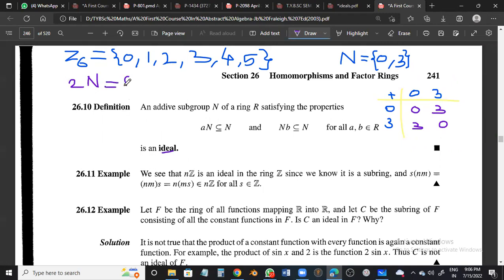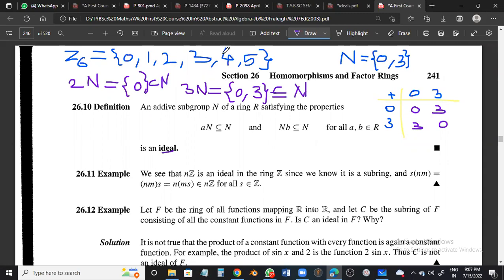So 2N, what will happen? Twice 0 is 0, twice 3 is 0. I'm multiplying elements of N. So I got a singleton set {0}. If I ask you about 3N, what is going to happen? 3 zeros are 0, damn sure. 3 threes is 9 divided by 6, it gives us 3. Very good. So 3N is {0, 3}, means N itself. So I can say it is a subset of N.